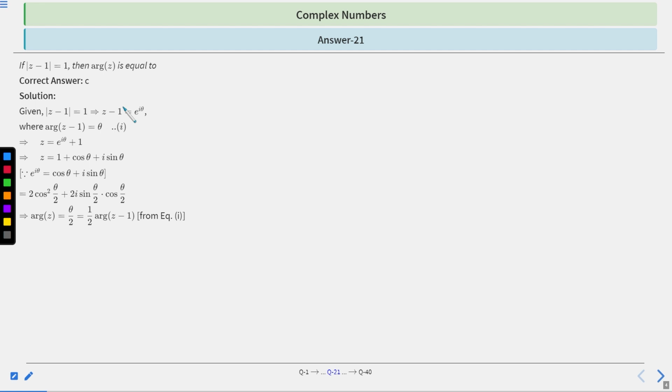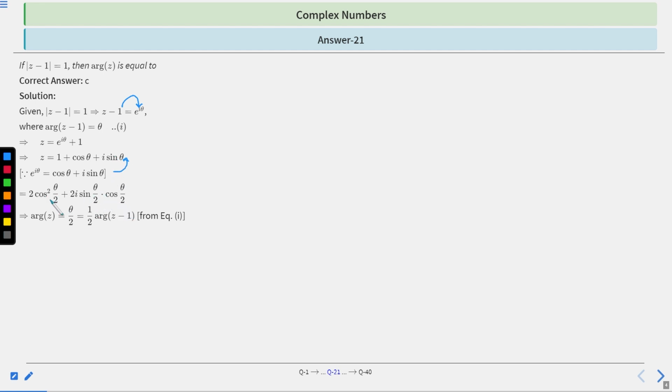Now, z will be 1 plus e to the power iota theta. Now, expand e to the power iota theta as cos theta plus iota sin theta. So z can be written as 1 plus cos theta plus iota sin theta. So now 1 plus cos theta can be written as 2 cos squared theta by 2 by the half angle formula of trigonometry, and sin theta can be written as 2 sin theta by 2 cos theta by 2.